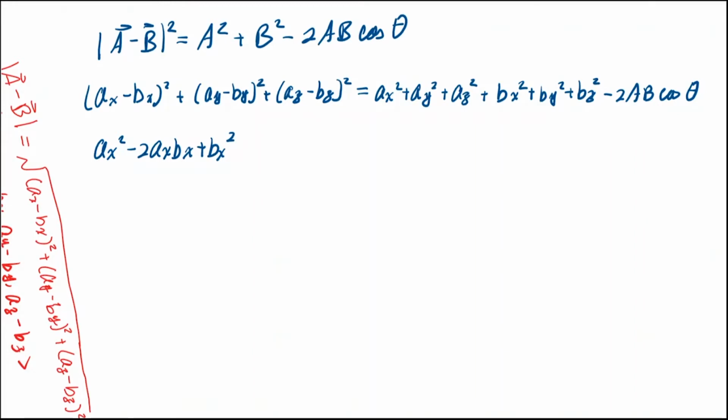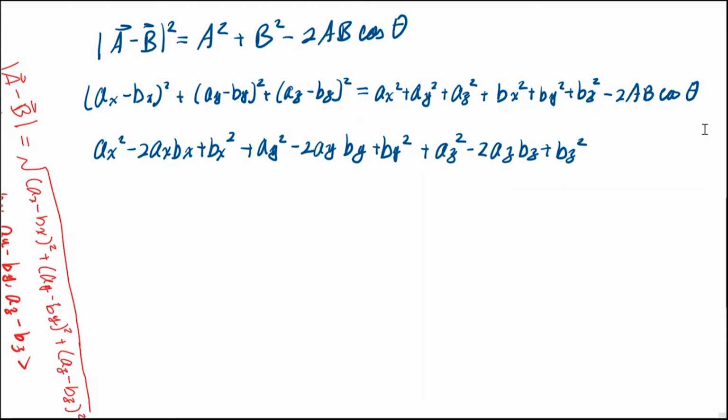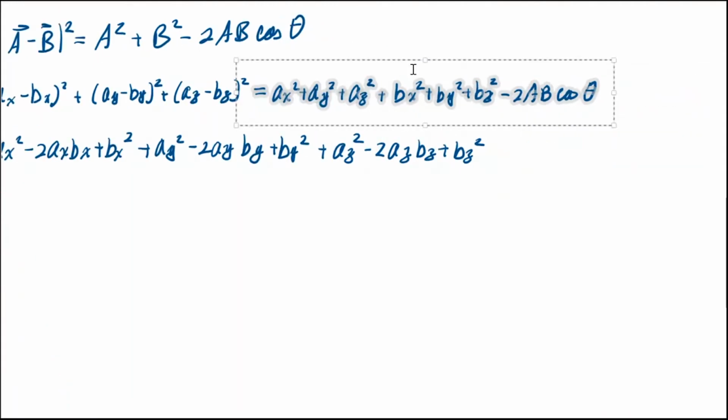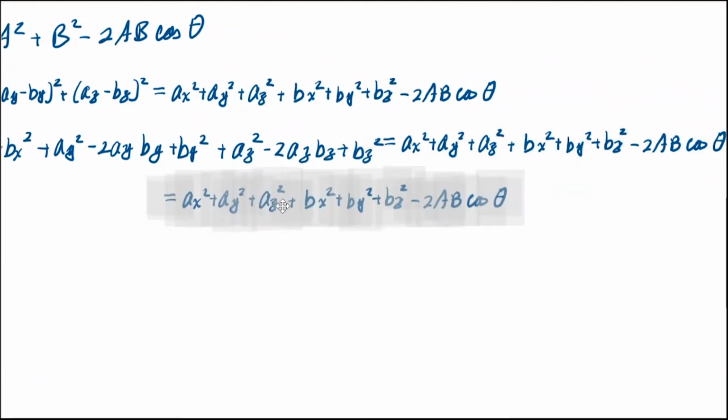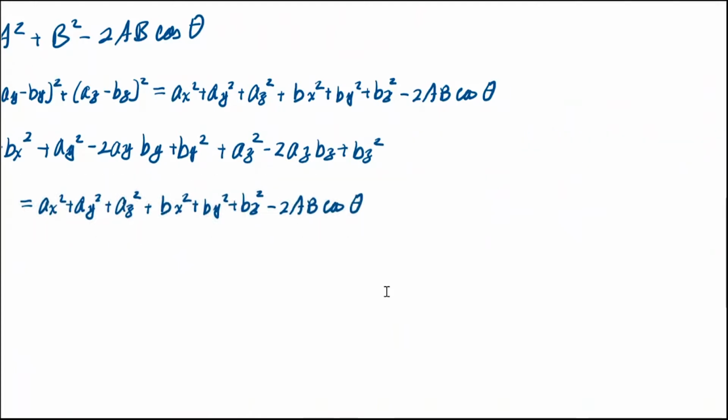Okay. Plus Ay squared minus 2AyBy plus By squared, and plus Az squared minus 2AzBz plus Bz squared is on the left-hand side. Too much algebra? Are you okay? Okay, and the right-hand side, I'll just copy. Of course, this thing being a computer, I can do this. Okay, it worked beautifully. And move it here. So far with me?